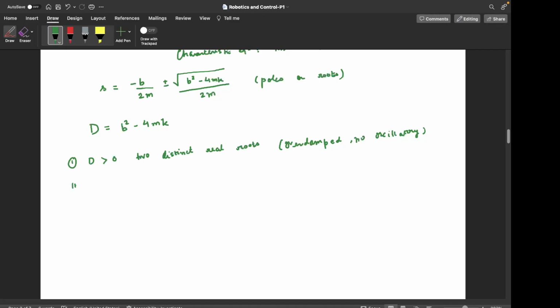Then there is a second case where d is less than 0. Then there are complex roots, right? And here we have periodic oscillations.